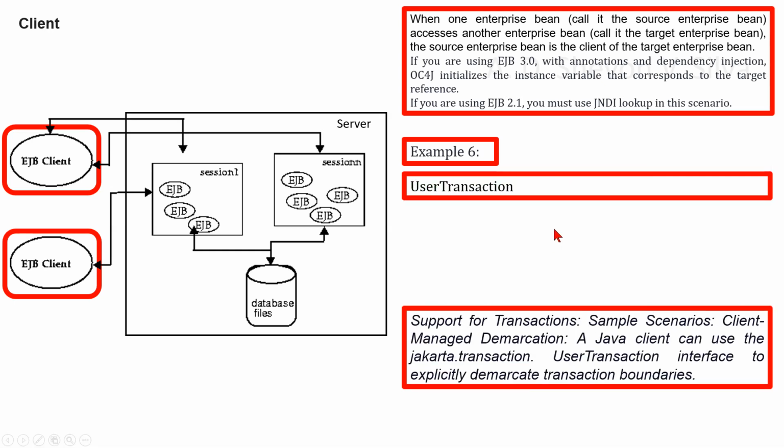Now we are considering client-managed demarcation in sample scenarios in support for transactions. A Java client can use the jakarta.transaction.UserTransaction interface to explicitly demarcate transaction boundaries. The client program obtains the jakarta.transaction.UserTransaction interface through dependency injection or lookup in the bean's EJB context or in the JNDI namespace.